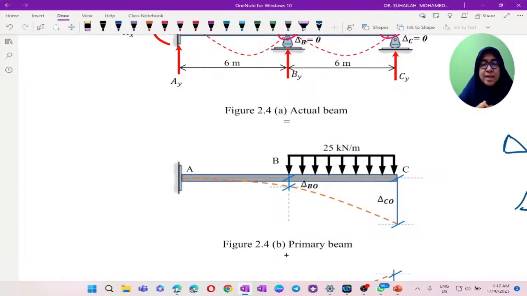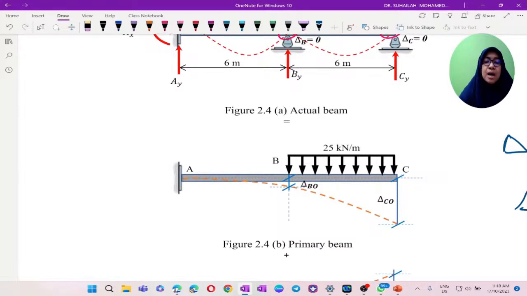Okay, so this is cantilever beam. This cantilever beam is subjected to UDL along member BC. Due to the UDL, the beam will deflect, and we have to focus on displacement or deflection that occurs at B and C, and we have to label that.